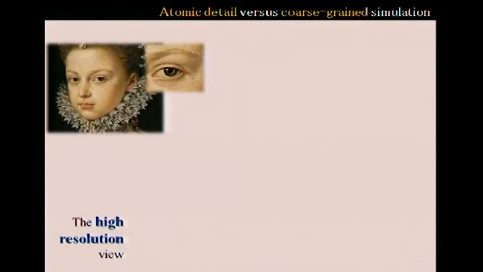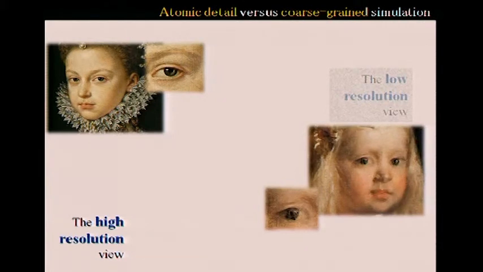So protein simulations can be done in two ways. The atomistic way is like a very detailed painting, such as this portrait in which you can almost see the eyelashes of the girl. And the coarse grain view is like a Velázquez painting that only gives you an overall impression with very coarse strokes.